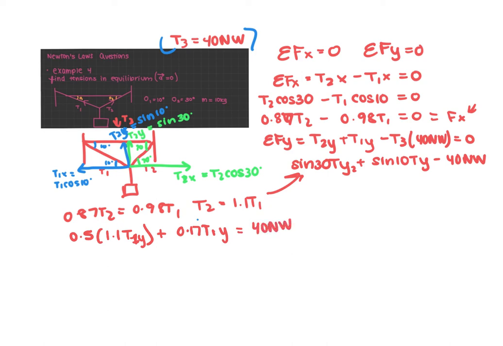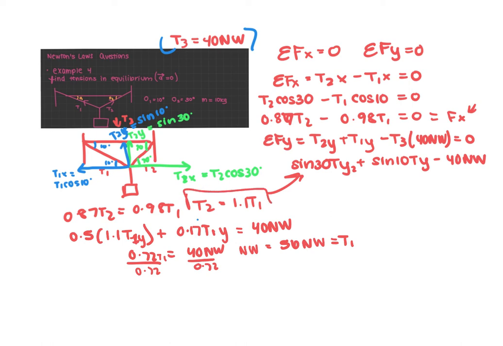So here we have 0.5 times 1.1 plus 0.17 is equal to 0.72 T1 equals 40 newtons. Divided by 0.72, remember this is T1. So we have 40 divided by 0.72, which is equal to 56 newtons, equals T1.